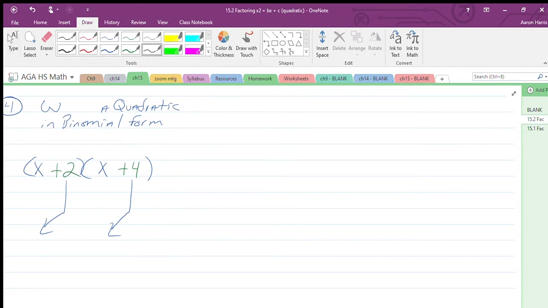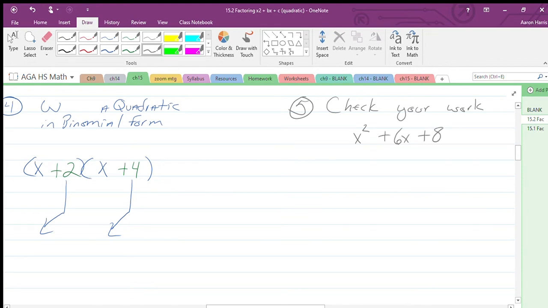Well, you can't take my word for it, even though you can. I want to make sure that you check your work. Okay? How do I know that x plus 2 times the quantity x plus 4 is really what we started out with? Okay? What did we start out with? Well, we started with x squared plus 6x plus 8. And then we said that factored, so this is standard, and this is the factored form. Okay? So therefore, I get x plus 2, x plus 4.